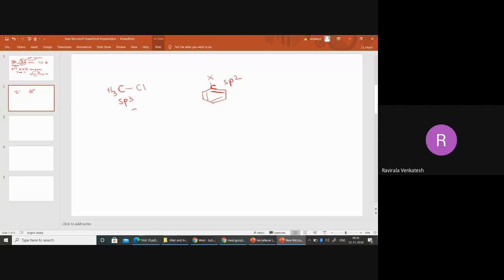Now, whenever the carbon has sp3 hybridization, the bond length will be more. BL means bond length. But for the double bond carbon, because of sp2 hybridization, the bond length is shorter when you compare with the single bond length. So when bond length is shorter, bond energy will be more, because bond length and bond energy are inversely proportional. We have studied this in chemical bonding parameters.